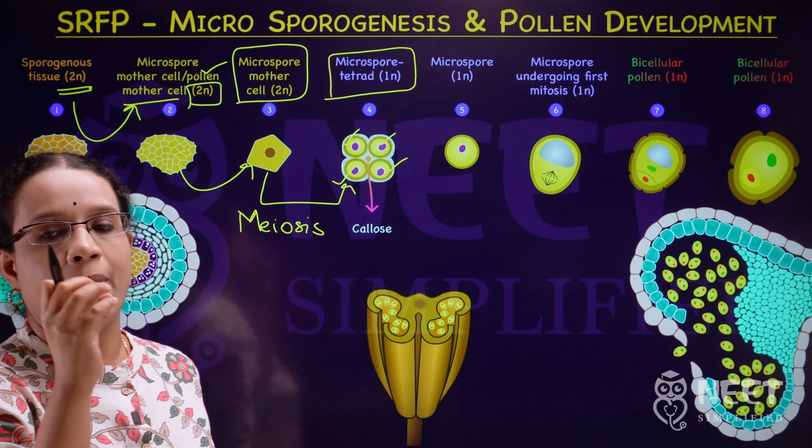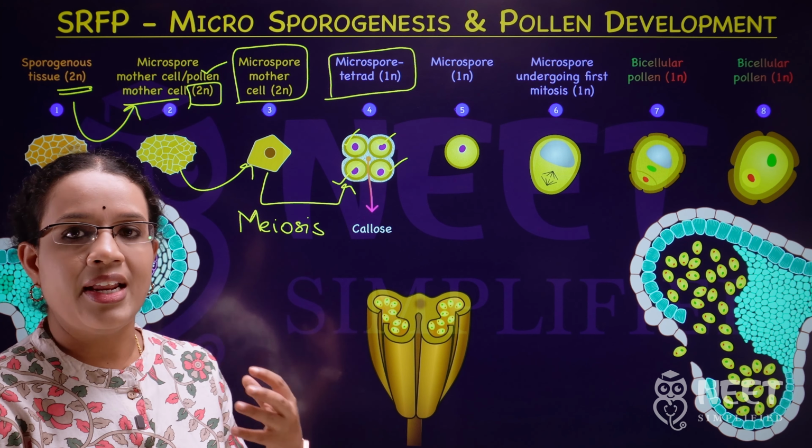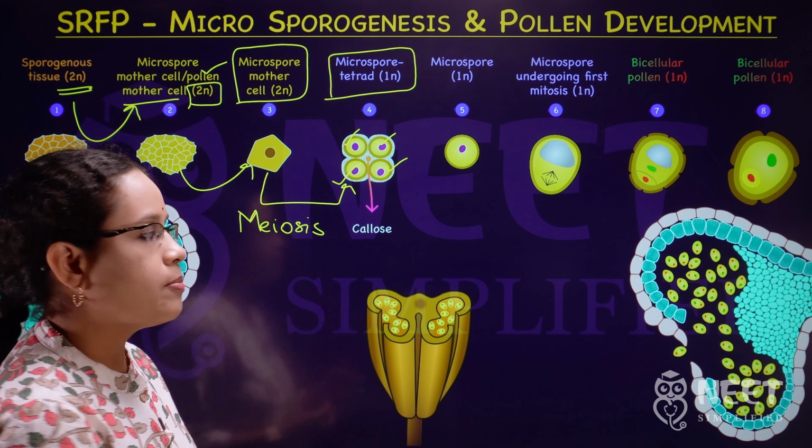These 4 microspores are all embedded in a substance called callose, and this callose degenerates eventually. After that, the haploid microspores are released, and this process so far is called sporogenesis. Now that's not the end, is it? We need the pollen to be formed. So for that purpose, let's understand the pollen development from here.